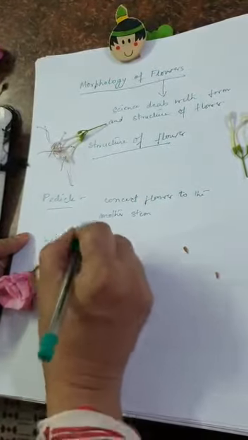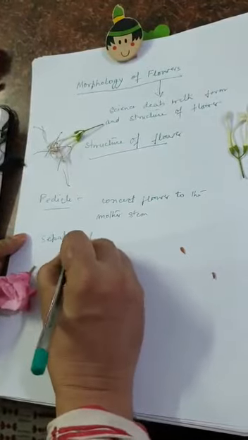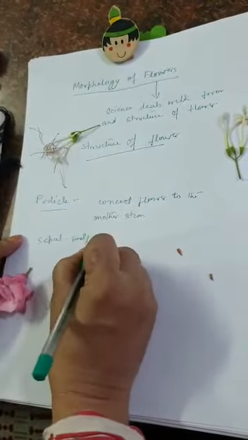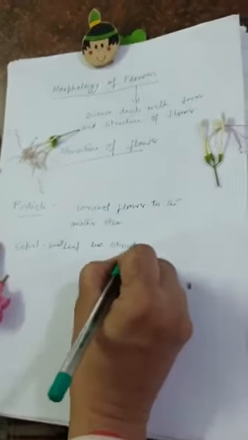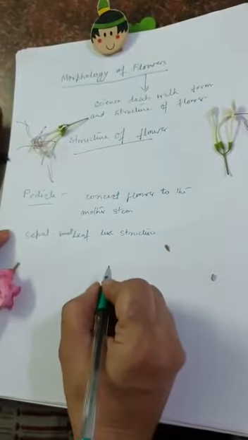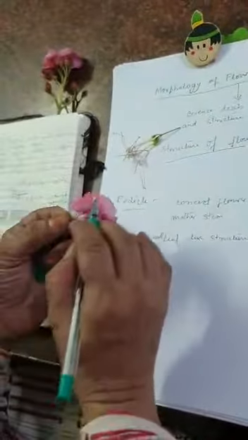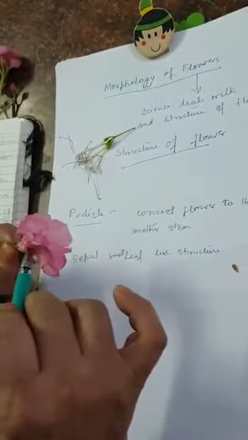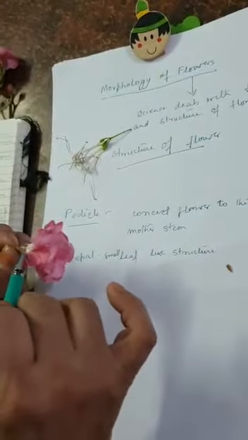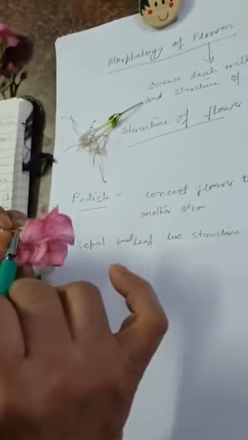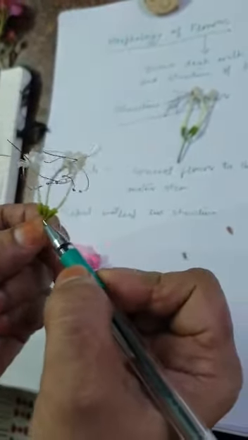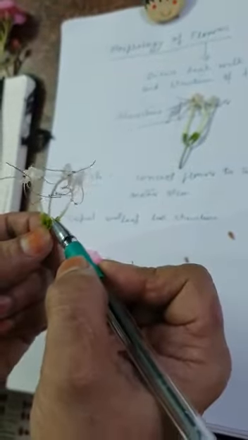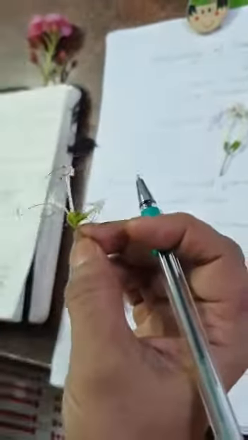These are small leaf-like structures growing at the base of the petal. These are petals. See, this pink colored structure is the petal. These structures grow on the base of the petal. In this flower, it is more clear. These green structures at the base of the petal lie in the form of a whorl.